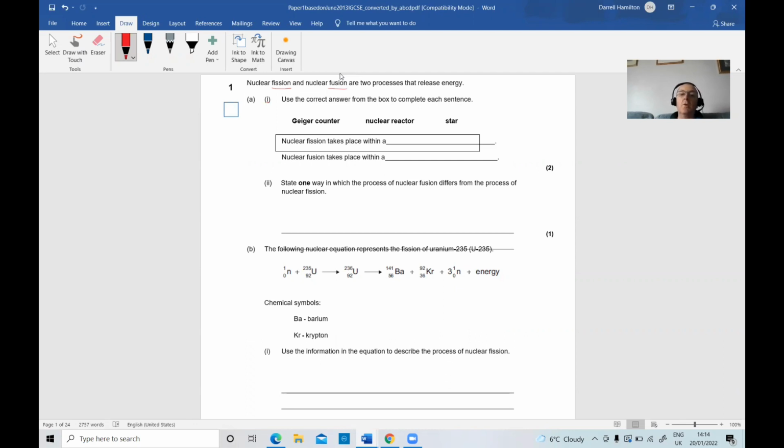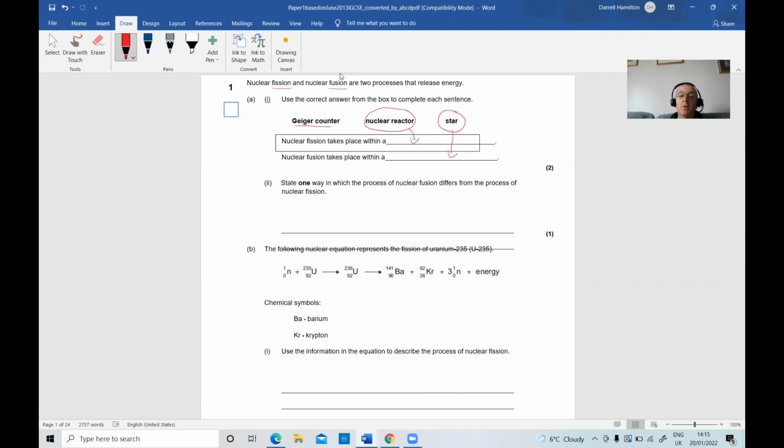So use the correct answer from the box to complete each sentence: Geiger counter, nuclear reactor, and star. Nuclear fission takes place, well, that's in a nuclear reactor. We don't do fusion in reactors on Earth just now, although we're trying very hard to do that. And nuclear fusion takes place within a star. If you're not sure about this, the Geiger counter is something you use to detect radiation. And what's happening in there is actually ionization, neither fusion nor fission.